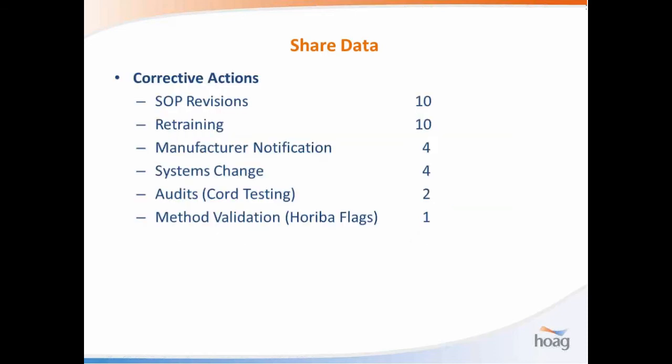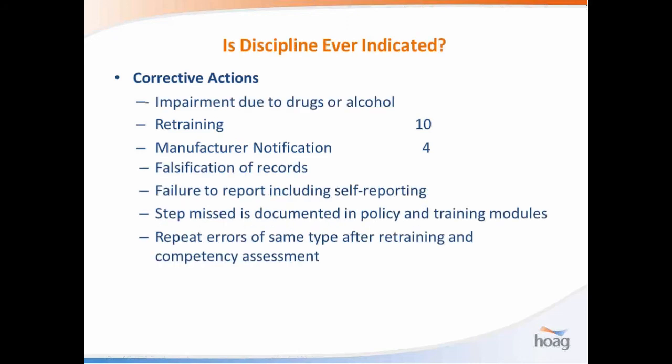So out of all that, in our fiscal year 13, we revised 10 SOPs, did 10 retrainings, we notified the manufacturer, we made some systems changes, we started doing some real close auditing of the cord testing errors, and shared that data constantly with staff, and that has improved a lot in 2014, and method validation around our Horiba instrument.